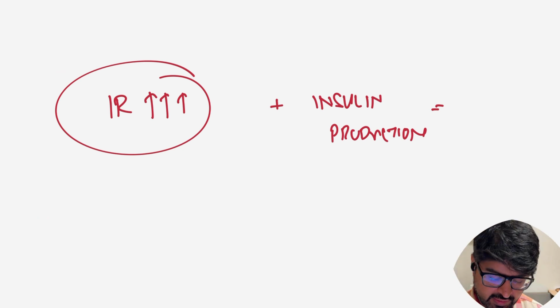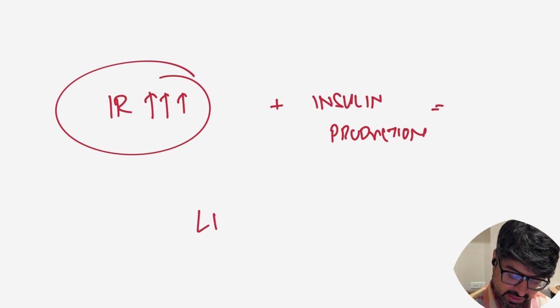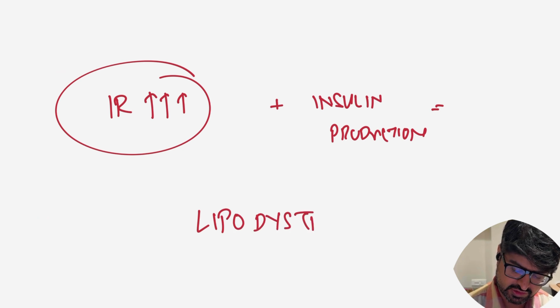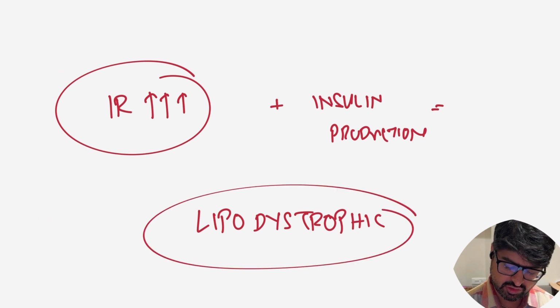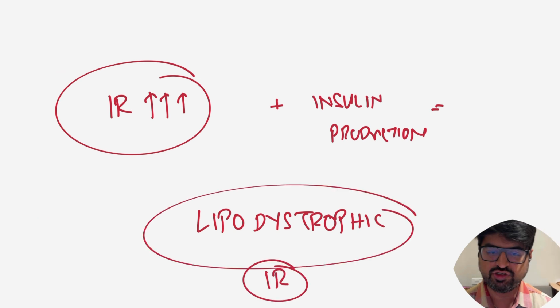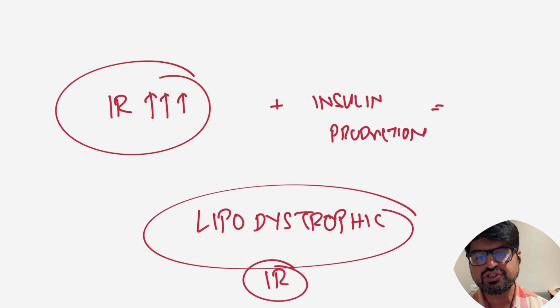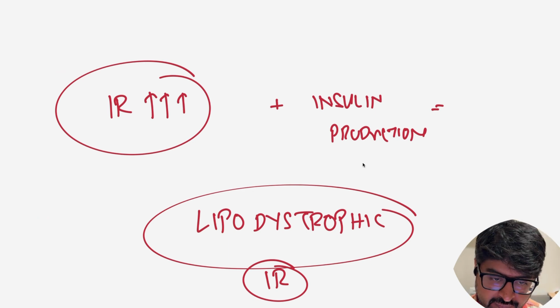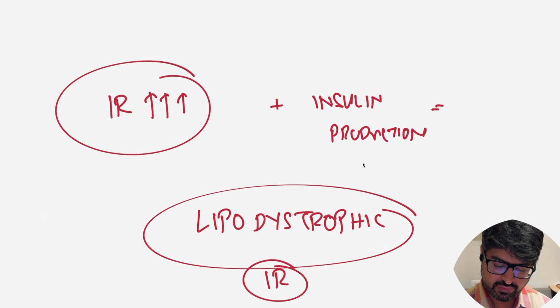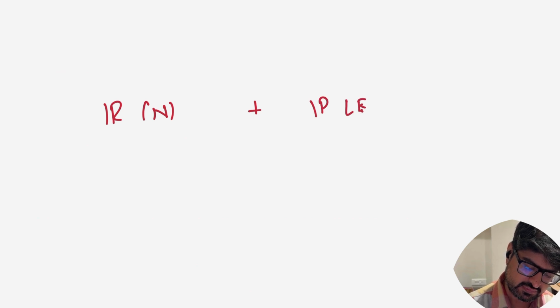diabetes, right? This type of situation does not happen in type 2. This type of situation happens in very rare conditions called lipodystrophic syndromes, where there is severe insulin resistance. There are many insulin resistance syndromes where the insulin production of the patient is normal, but the insulin resistance is very high. The second scenario is when insulin resistance is about normal, but insulin production is less.